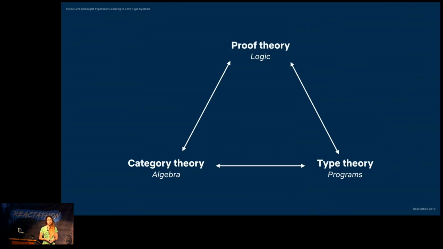So let's start with a quick high-level overview. As I said, functional programming is a practical implementation of mathematical theories. We have proof theory, which is about constructive logic and mathematical proofs. And then we have category theory, which is about algebra, how things compose. And if you've heard of abstractions such as monoids, functors, monads, lenses, these are all examples of categories within category theory. And then you have type theory, which is about programs and the idea that propositions are types.